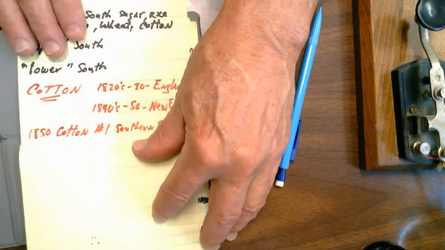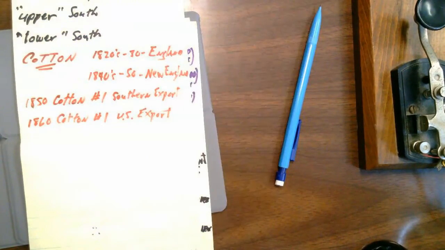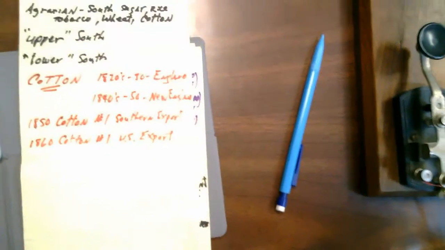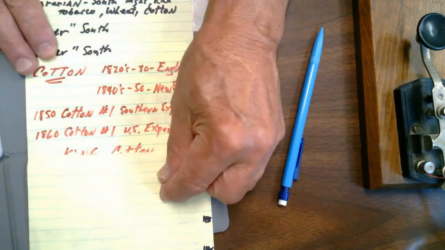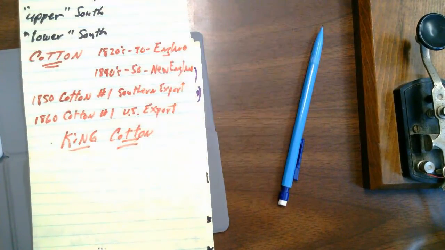All right, so let's move on, and let me show you a couple of interesting little tidbits of information. I don't know if any of this is in your textbook. This comes from some of my other sources. By 1850, cotton was the number one Southern export. But even more remarkable, by 1860, cotton was the number one U.S. export. It was controlling the U.S. economy. And many people believed that cotton was king, that we had King Cotton.